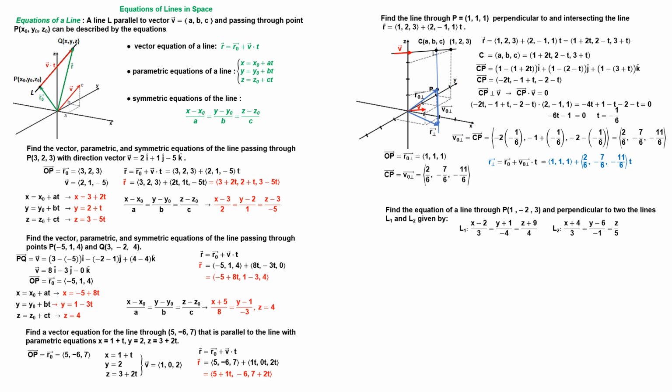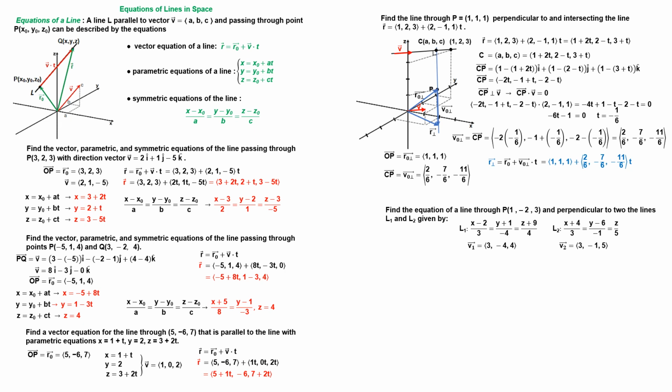At first glance, this question may seem more difficult than the previous one, but it's actually not. The line that is requested is perpendicular to two lines, L1 and L2, and as a result, it is also perpendicular to their respective direction vectors, v1 and v2.